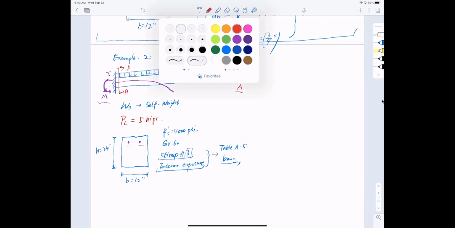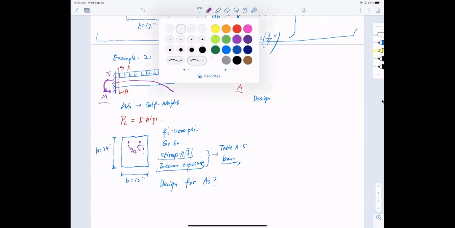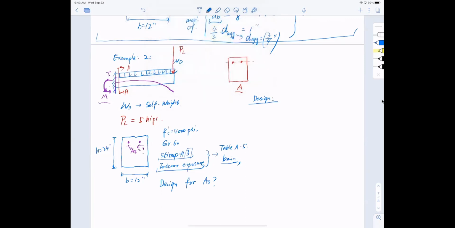Now I can start looking at the question. So solve it, so design, basically. Design for AS, and apparently AS is on the top, and we don't know the number for it. Okay, so now I'm going to do the design. Here's the first thing. I have dead load, self-weight. Omega D equal to what? This is only self-weight, so I need to figure out the self-weight.